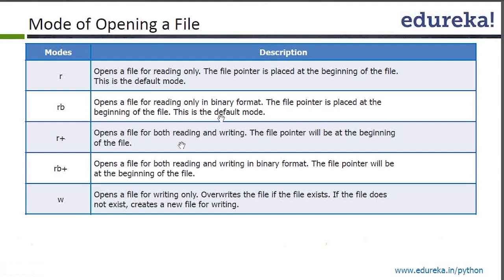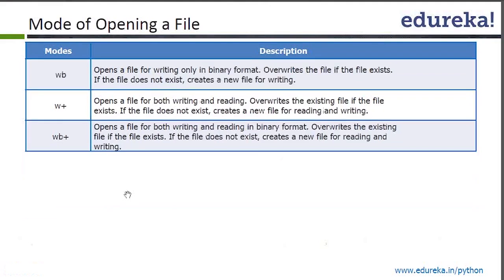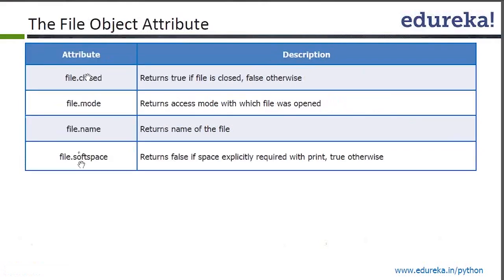Now R plus is nothing but opens a file both for reading and writing. RB plus is again in binary mode, right? W opens a file for writing only, and again WB is in binary mode. W plus opens a file for both writing and reading, and overwrites the existing file if the file exists. WB plus is again open, read and write in binary mode. And file.closed returns true if the file is closed. File.mode returns the access mode when the file is open. File.name will give you the name of the file, and file.softspace returns false if space is explicitly required with print, true otherwise. Okay.